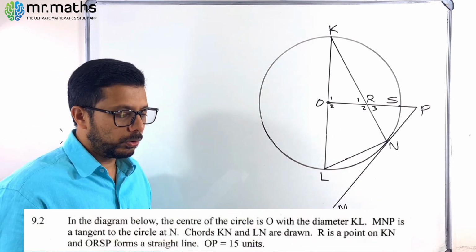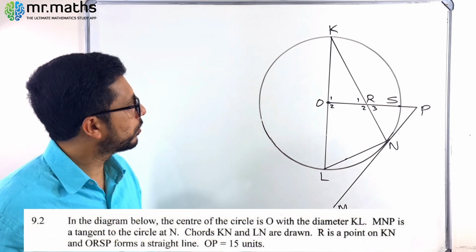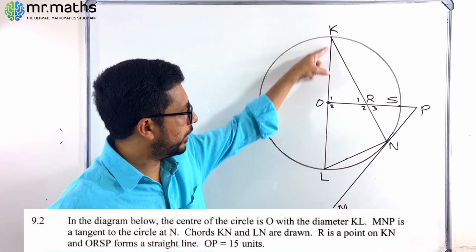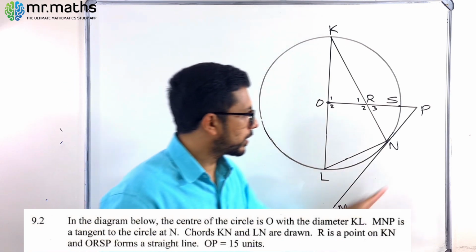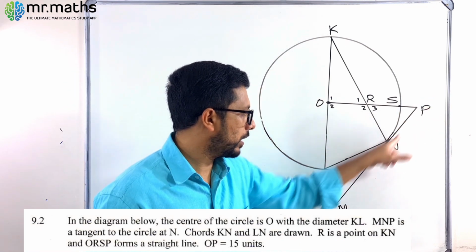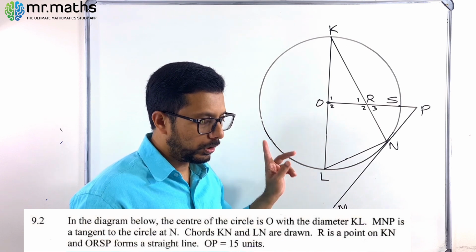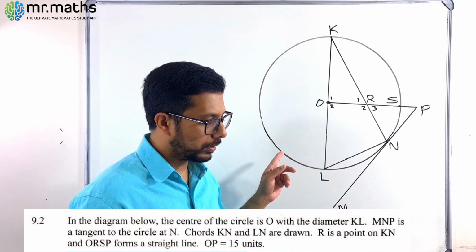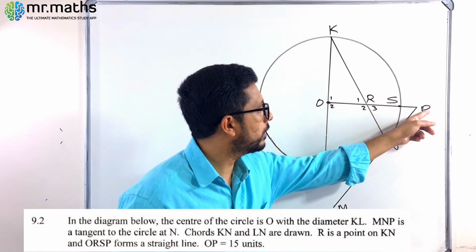In the diagram below, the center of the circle is O with the diameter KL. So this is the center of the circle and this KL is the diameter. MP is a tangent to the circle at the point N. This MP is a tangent. Chords KN and LN are drawn. R is a point on KN and ORSP forms a straight line. Okay, ORSP is a straight line.